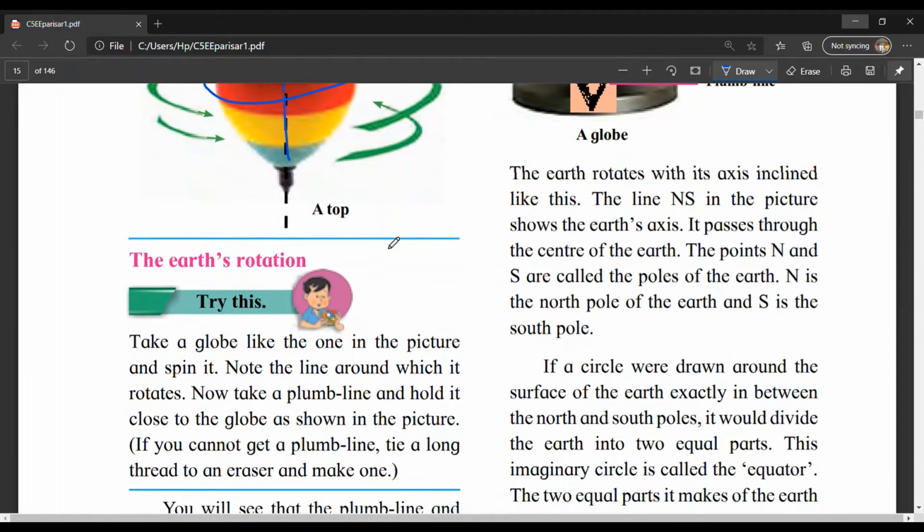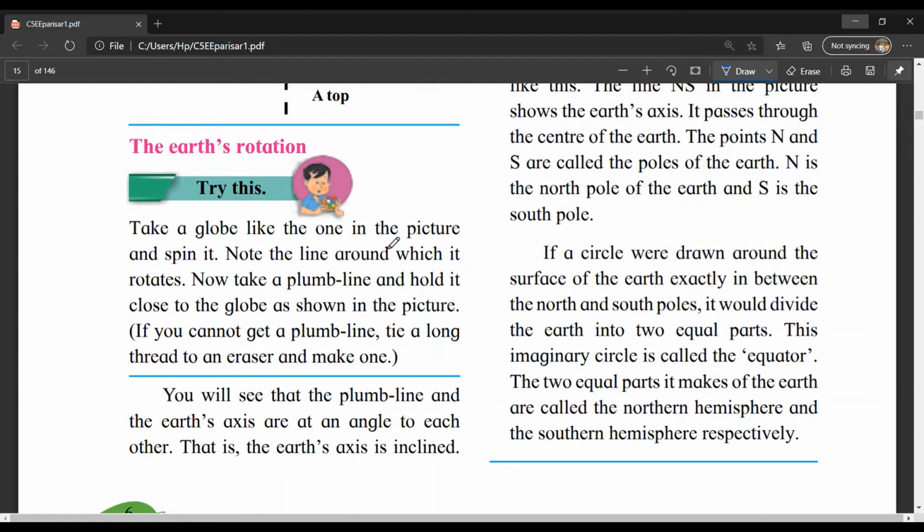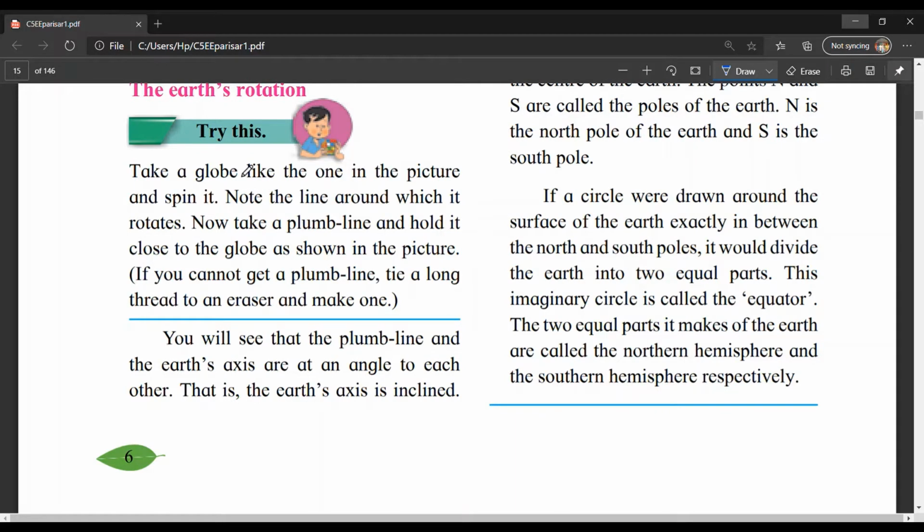Now we will see the Earth's rotation. In the last chapter, I told you all that the Earth revolves and rotates. So now we will see what is Earth's rotation. Take a globe like one in the picture and spin it. Note the line around which it rotates. Now take a plumb line and hold it close to the globe as shown in the picture. If you cannot get a plumb line, tie a long thread to an eraser and make one.